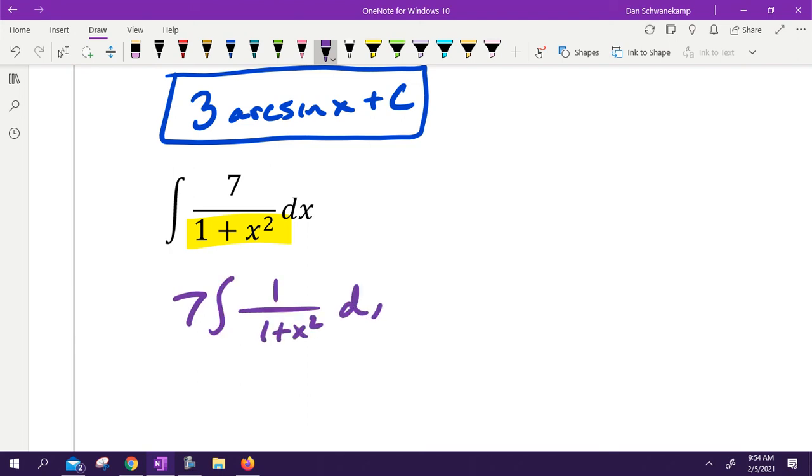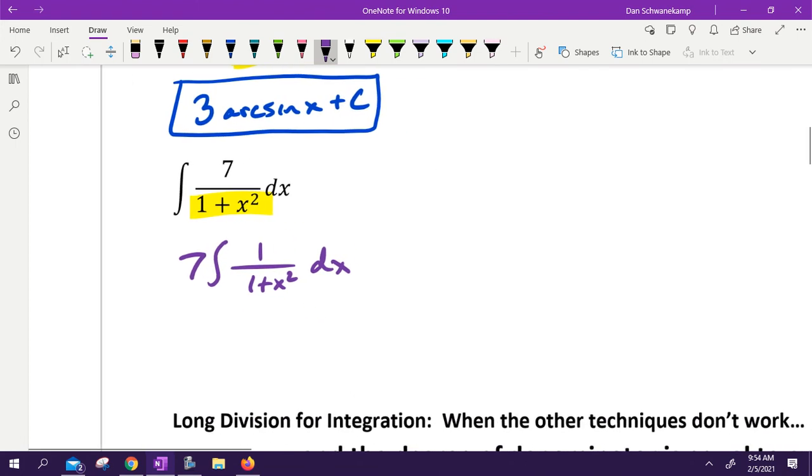And then I'm looking at what's left over. It's not a u sub. Can I do arcsine or arctangent? Yes. What would it be? Arctangent, because I got 1 over 1 plus x squared. That is arctangent x plus c. Done.